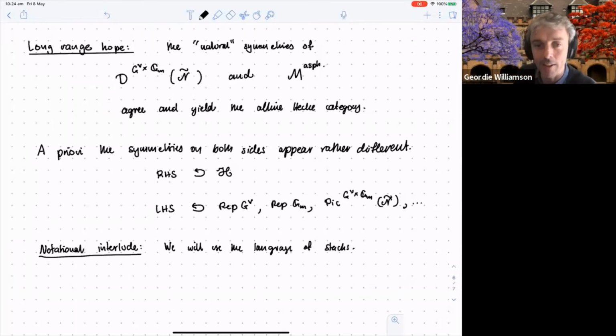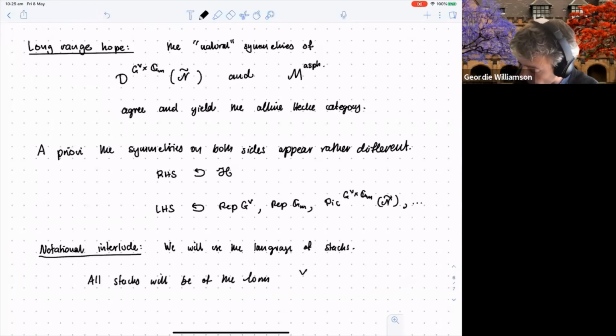But we will basically do as Bezrukavnikov does, which is you use the language of stacks, but any stack that ever appears is a quotient of a quasi-projective variety by a linear algebraic group action. So all stacks are Y, quasi-projective, modulo H, linear algebraic, so affine algebraic.